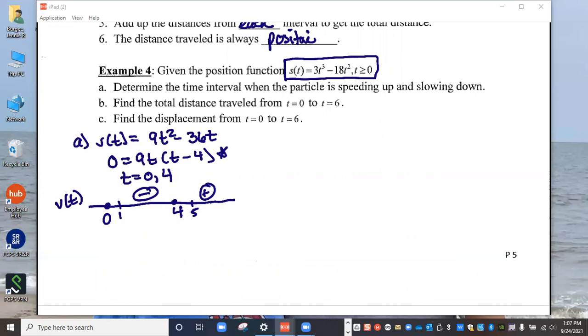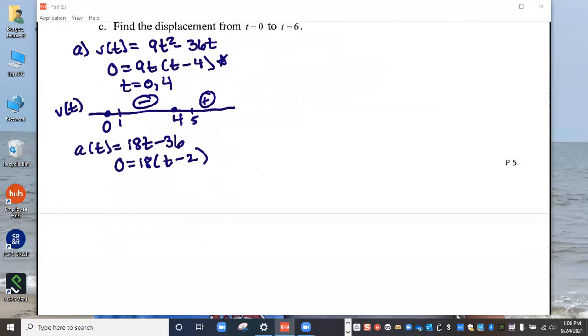So now I need to know what's happening with acceleration. So I have to find my acceleration function. So I have to take the derivative of my velocity function. So that's going to give me 18t minus 36. So again, to know whether acceleration is negative or positive, I have to set my acceleration function equal to 0. And again, I'm going to go ahead and factor out that 18. So the only place where acceleration can change from a negative to a positive or positive to a negative is at t equal to 2.